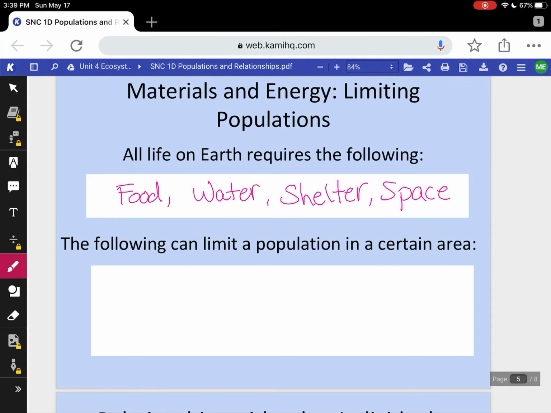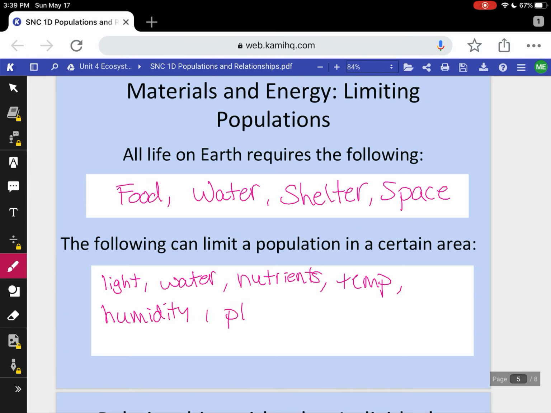So lots of different things can limit populations in certain areas, like how much light the area gets, the water in that area, the nutrients in the soil, for example, the temperature, the humidity, the pH of the water, different predators that are around, how much wind or how little wind, right? All of these things can limit populations, either positively or negatively.